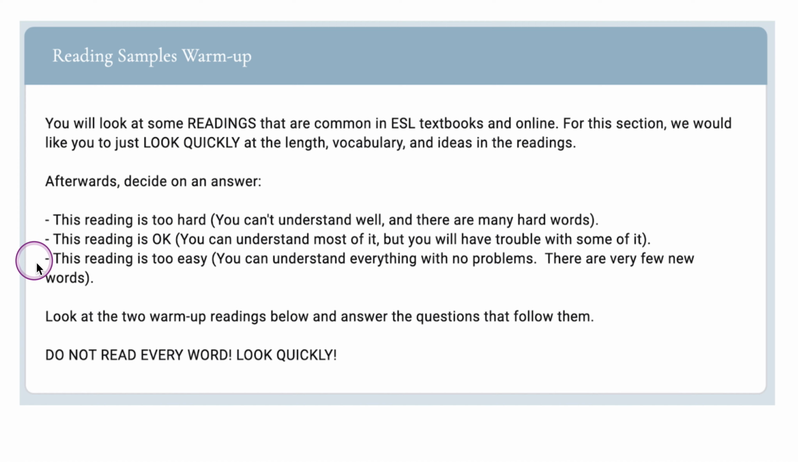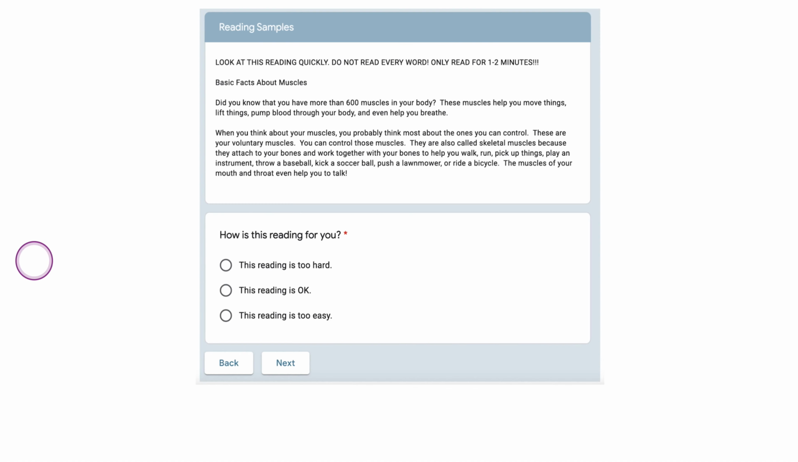If you choose this reading is too easy, it means you can understand almost everything with no problems. Even when you read it quickly, you understand about 90% of it. There are very few new words, and it is very easy for you to read. If you choose this reading is too easy, it means this level is not good for you because you already know all these words.